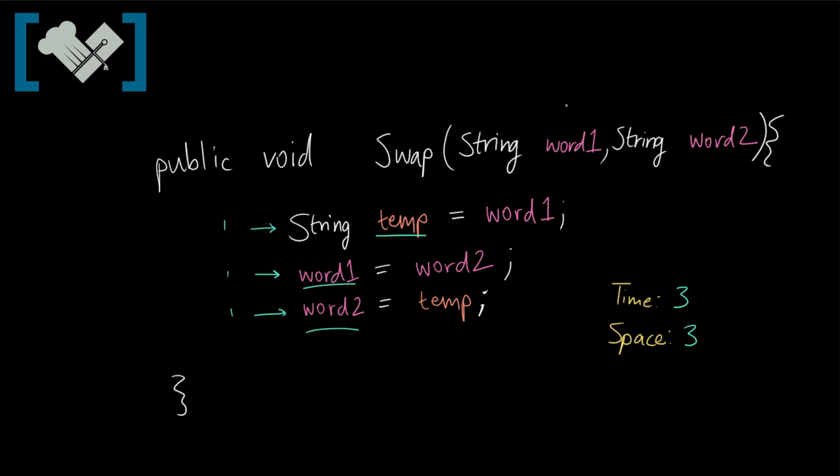You might notice, no matter which string is inputted in this function, you will always take 3 units of time and 3 units of space. This never changes, so we call this constant space and constant time.